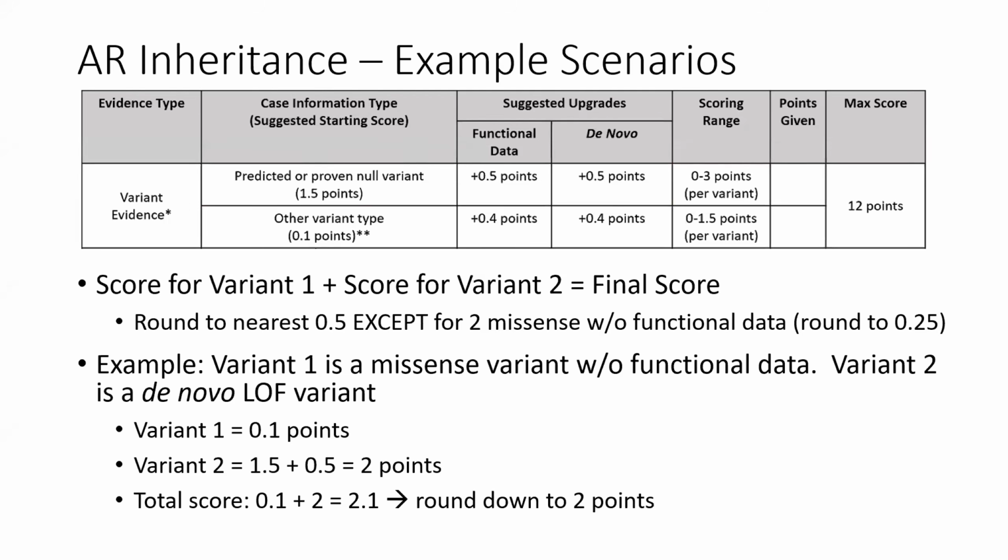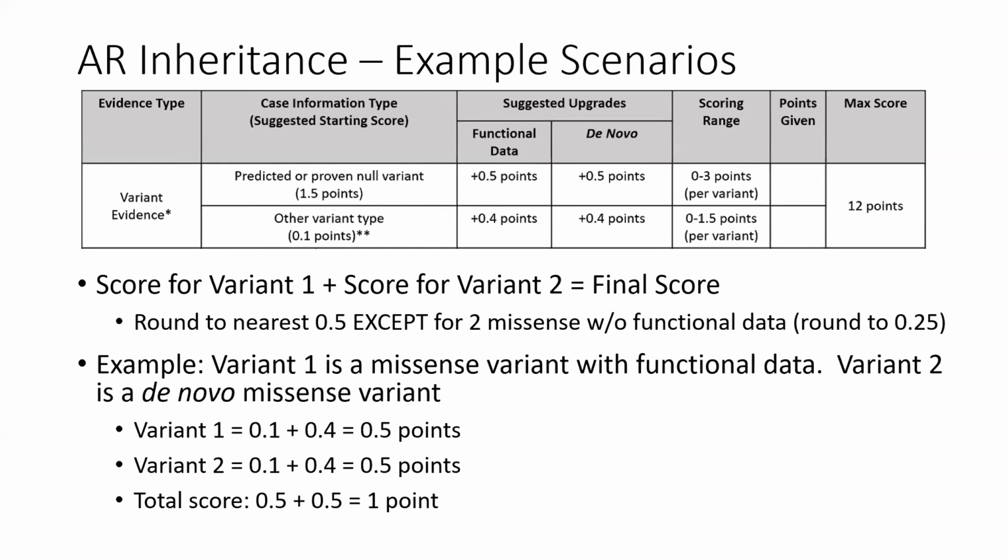So, for example, if variant 1 was a missense variant without functional data and variant 2 was a de novo loss of function variant, you would first evaluate variant 1, which is 0.1 points, then evaluate variant 2, which again, loss of function de novo, 2 points, then sum those, 2.1, round down to the nearest half, which in this case would get you down to 2, and enter this information in the GCI.